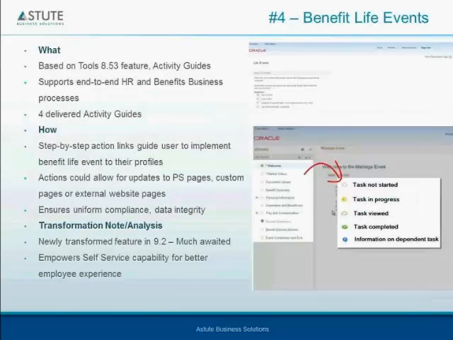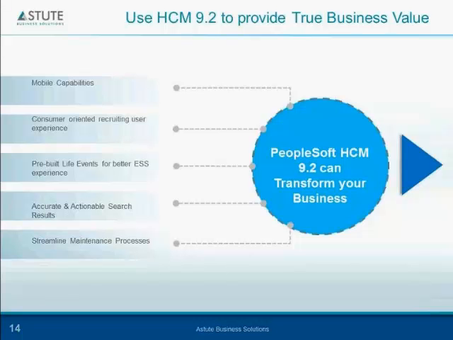So, trying to sum up our session so we can move into question and answers shortly. How can HCM help you transform your business? That is through a lot of ways: integrated mobile capabilities, the consumer-oriented recruiting user experience, the pre-built live events, which is for a better ESS experience, the accurate and actionable search results, and your maintenance processes. So there's more control for you for your maintenance processes.